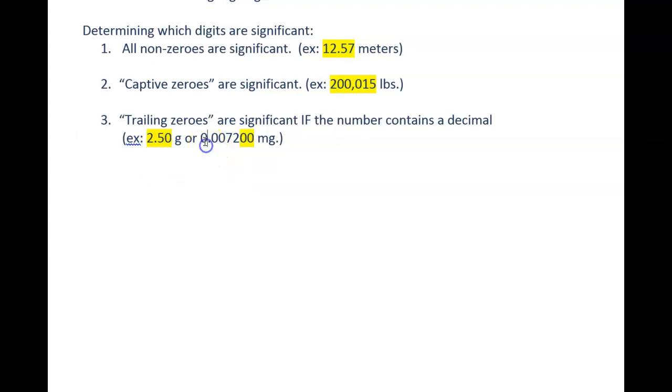These guys out here in front in this next number, 0.007200, are not trailing zeros. They're just placeholders. These guys at the end, though, after the 2, are trailing zeros, and because there's a decimal in the number, they are significant. And of course, so are the 7 and the 2, because they're non-zeros. Right?